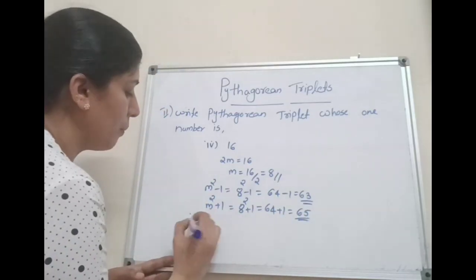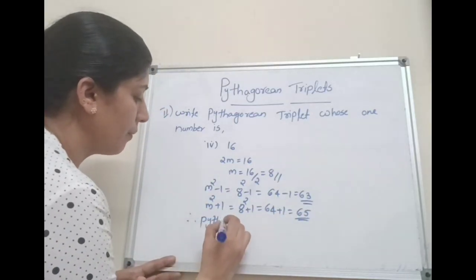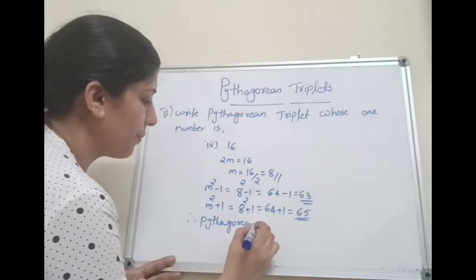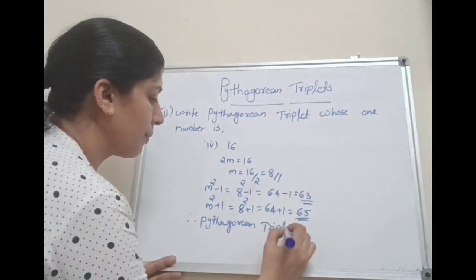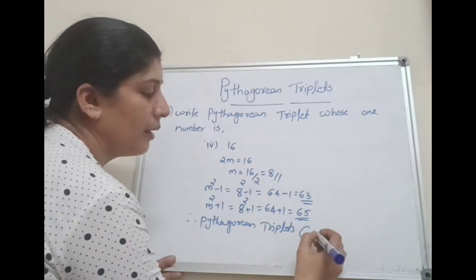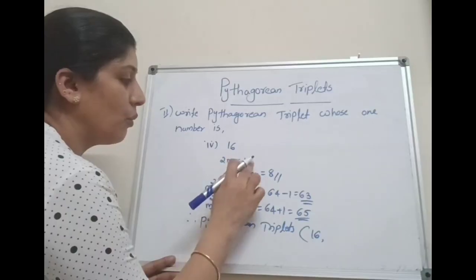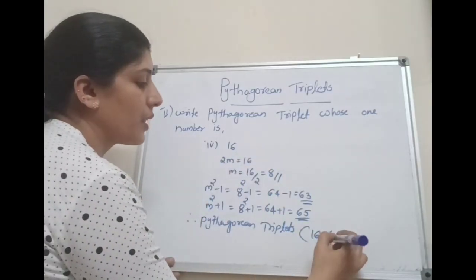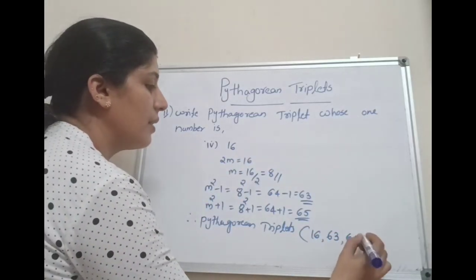Therefore, the Pythagorean triplets are 16, 2m equal to 16, 63 and 65.